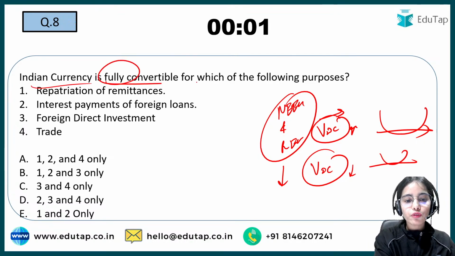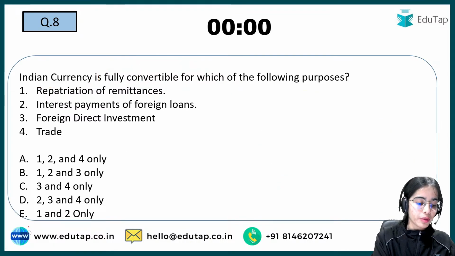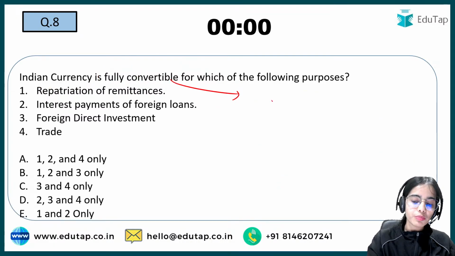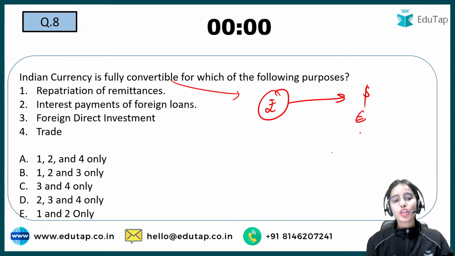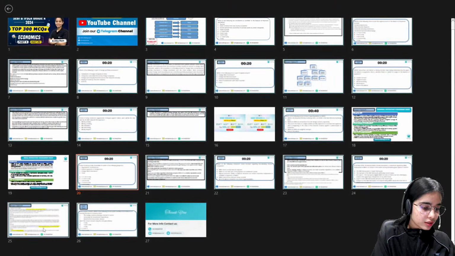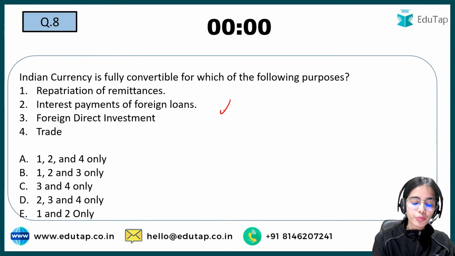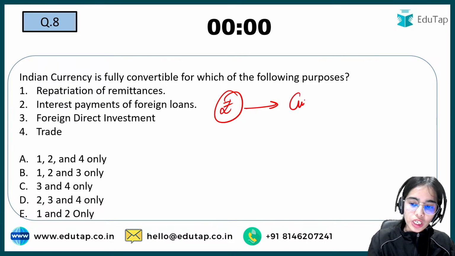Indian currency is fully convertible for which of the following purposes? Convertibility of rupees means that we can convert rupees into dollars, euro, pound sterling and various other currencies. So, for which purposes is the Indian currency fully convertible? Remember that the Indian rupee is fully convertible only for current account transactions.